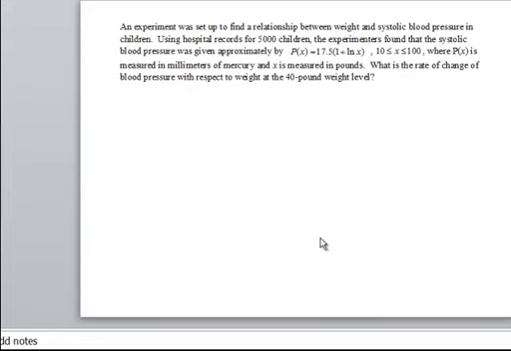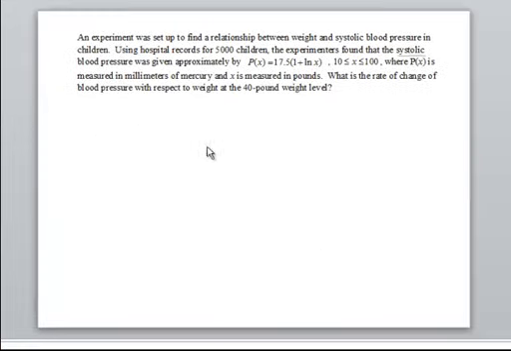And there is the equation of the tangent line. Okay, here we go. Last example. An experiment was set up to find the relationship between weight and systolic blood pressure in children using hospital records for 5,000 children. The experimenters found that the systolic blood pressure was given approximately by P of x, where x is between 10 and 100, P of x is measured in millimeters of mercury, and x is measured in pounds. What is the rate of change of blood pressure with respect to weight at the 40-pound weight level?